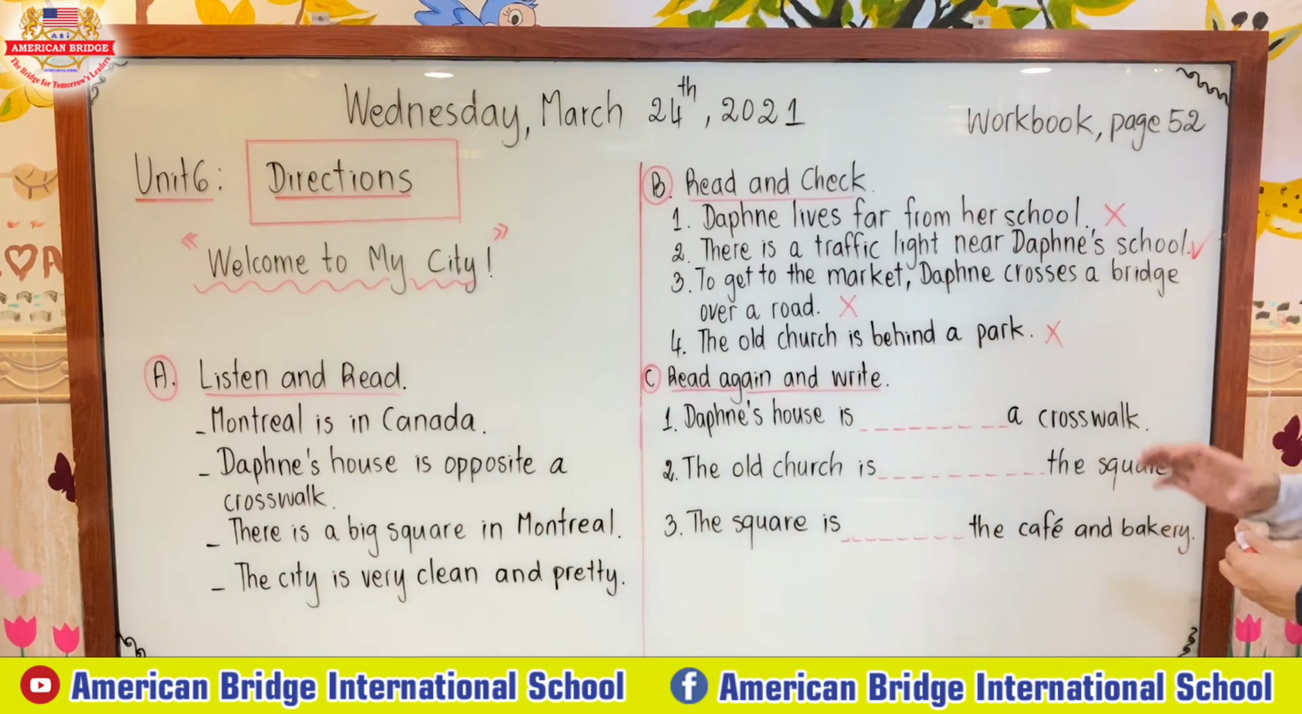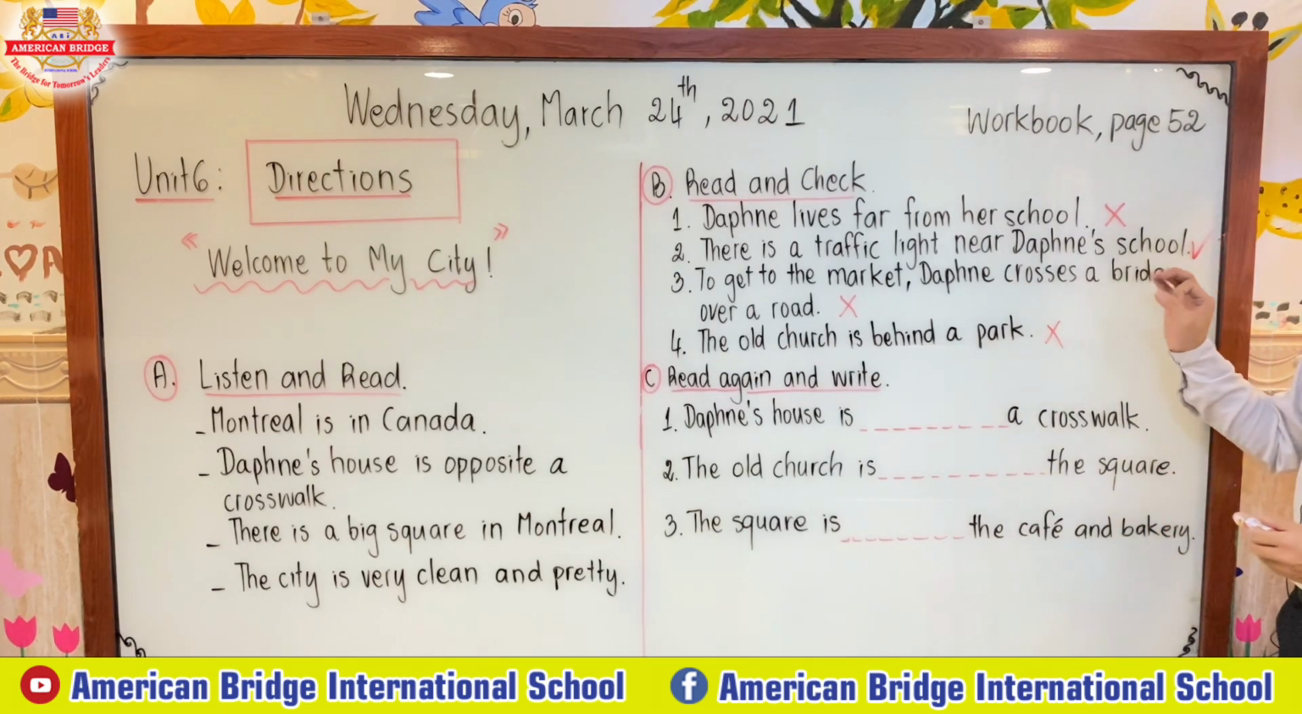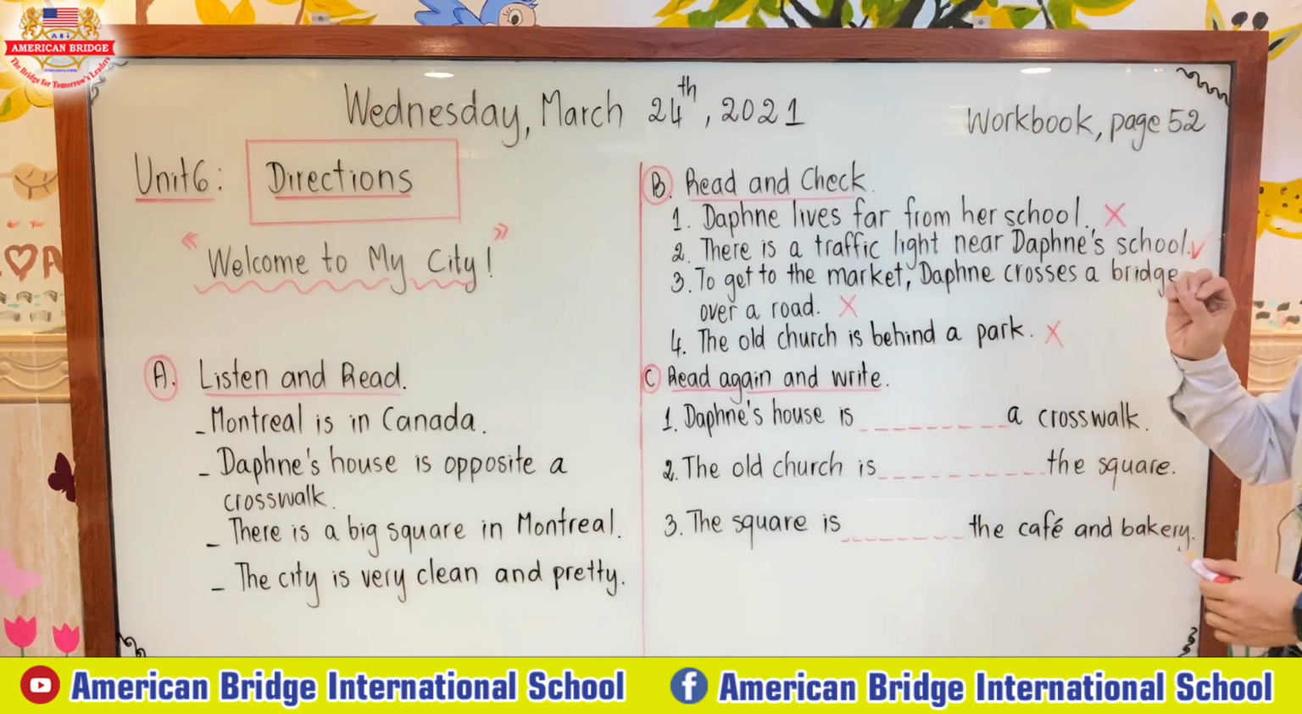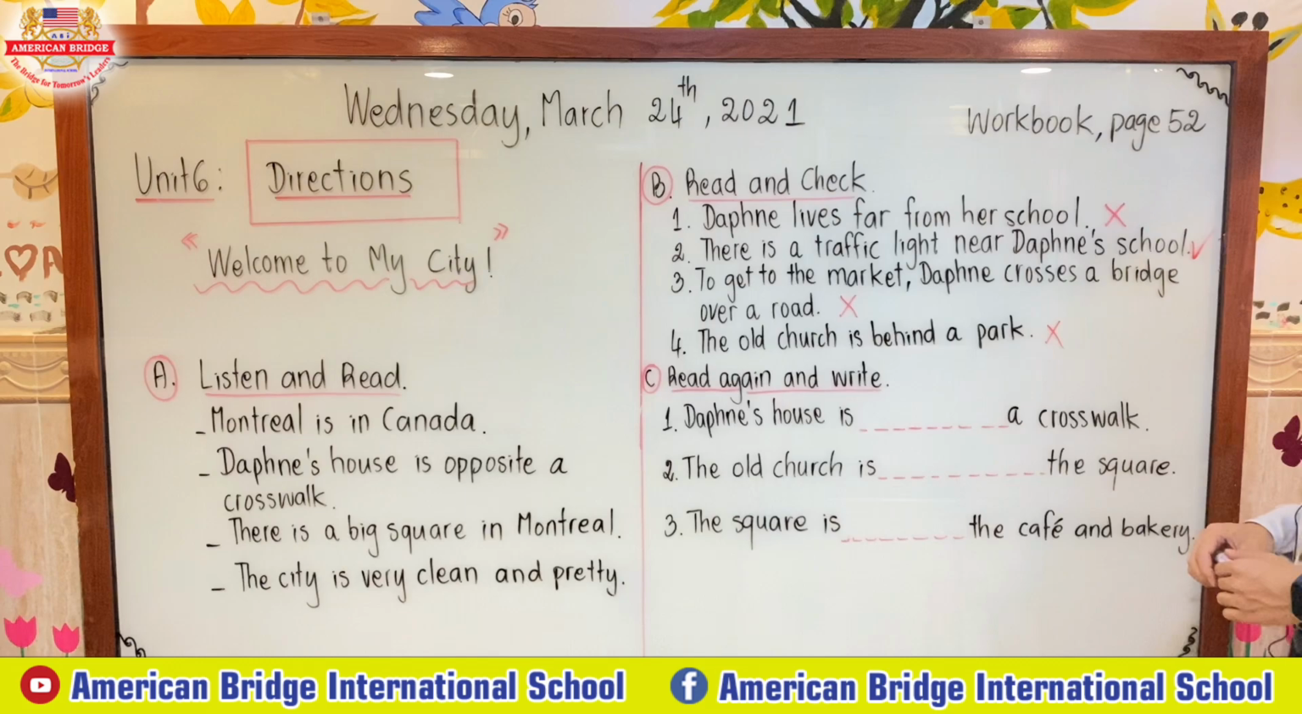Alright, everyone, so we have found 3 incorrect sentences, and there is only one correct sentence, which is sentence number 2. Number 1, Daphne lives far from her school. No. Number 2, there is a traffic light near Daphne's school. Yes. Number 3, to get to the market, Daphne crosses a bridge over a road. No. Number 4, the old church is behind a park. No.